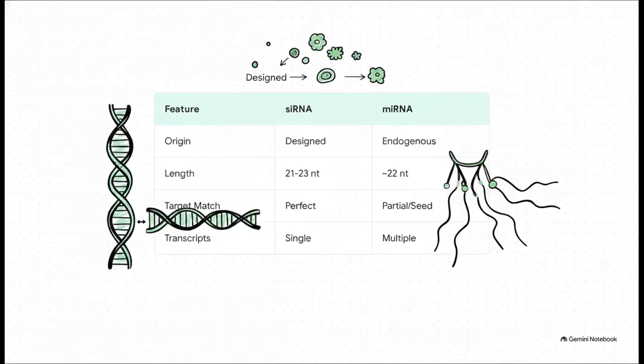So how does siRNA stack up against miRNA? Well, siRNA is typically designed therapeutically to be highly complementary to a single, specific transcript. miRNA, or microRNA, is endogenous, meaning it naturally occurs in your body, and it's about 22 nucleotides long. Crucially, miRNA recognizes its targets through partial complementarity, usually via its seed region. This means one single miRNA can regulate many different transcripts at the same time. That broad regulation is its natural strength. But therapeutically, it's a real challenge because of massive off-target effects.